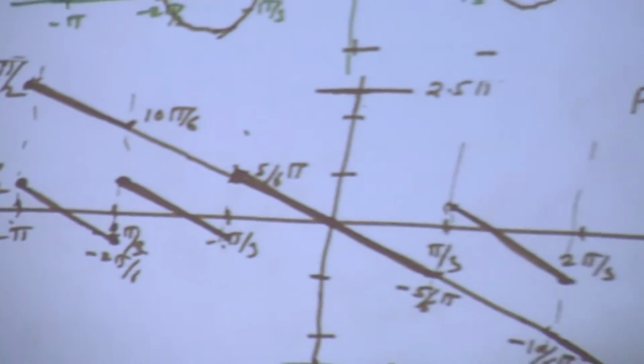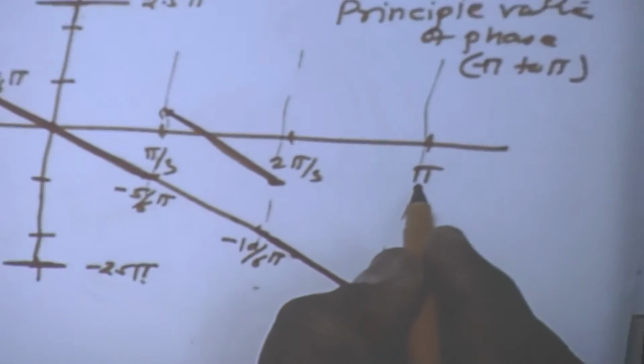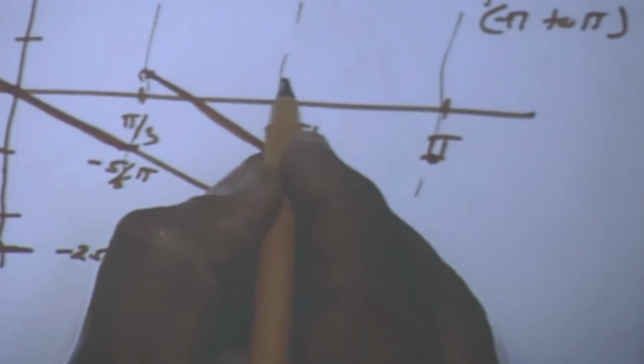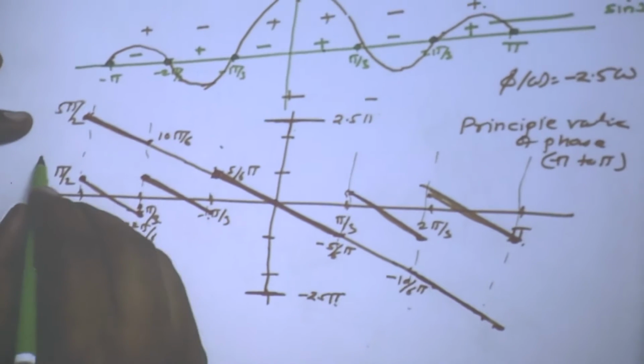Here also it is going to be the same. So minus this will become plus pi by 2 or minus pi by 2, and this here. So it is the straight line like this. So your principal component of phase will be this.